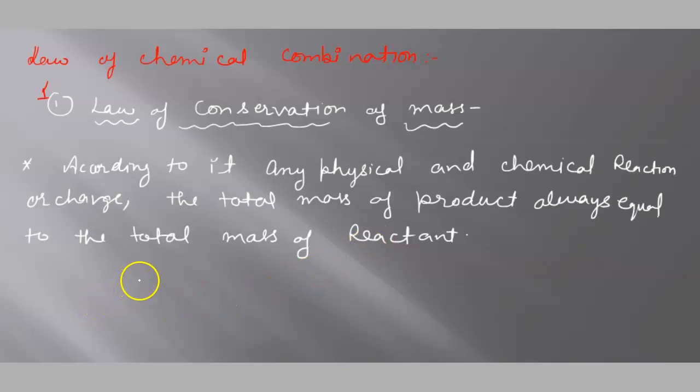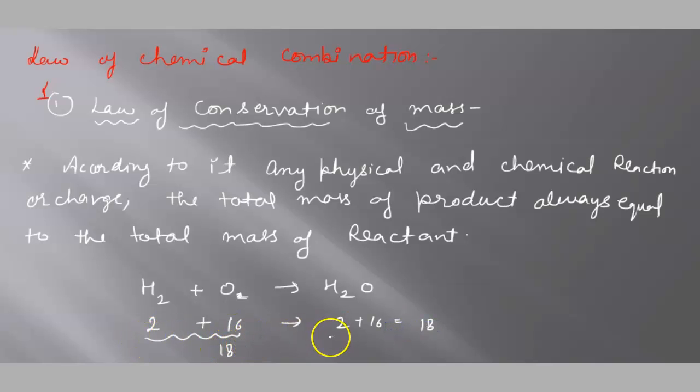So if we write here hydrogen, H2 plus O2, it gives H2O. Here the mass of hydrogen is 2 plus 16, which is a total of 18. So the total mass of the reactants is 18 and the total mass of the product is 18. So the law of conservation of mass applies here.